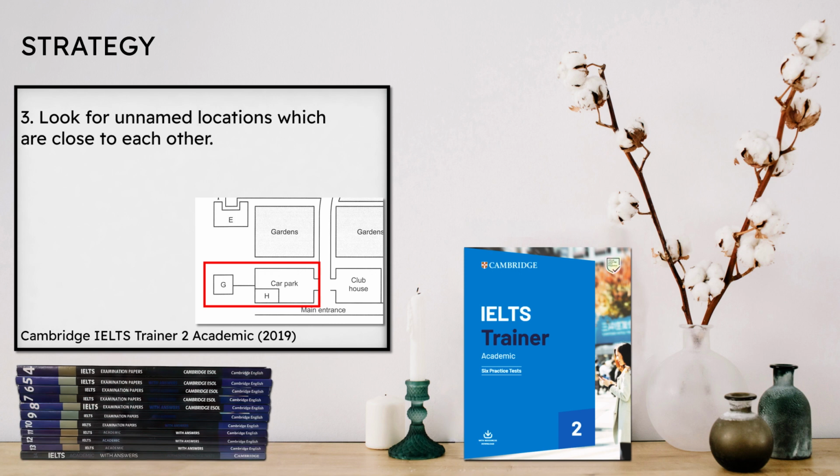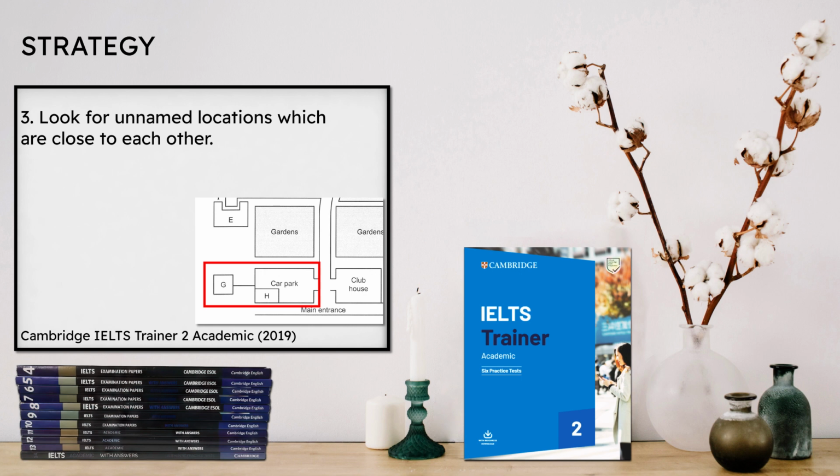3. When you see 2 places which both don't have names, and they are quite close to each other, it is very likely that one of them is a real answer and the other one is a distractor. So now let's go back to H.